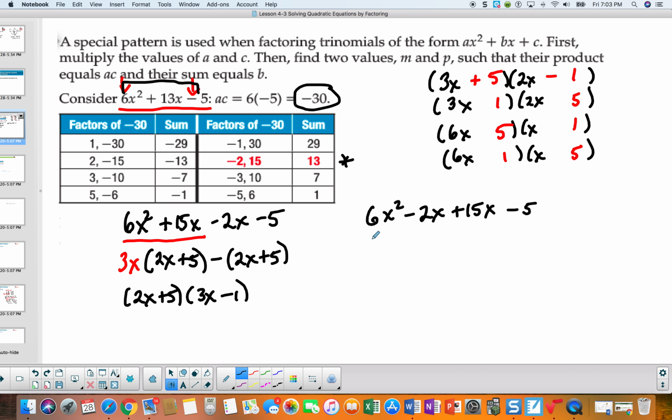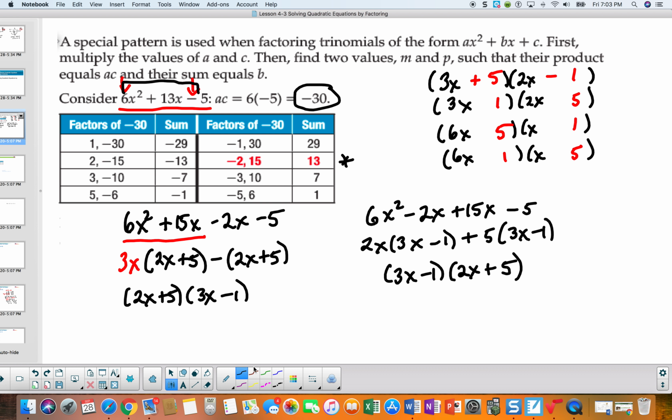Now, if I had put it the other way around, my greatest common factor would have been 2x. I would have had 3x minus 1 plus the common factor here is 5, and this would have been 3x minus 1. My common factor is that 3x minus 1, and then what's left over after I factor it out is 2x plus 5. So you see I'm getting the same answer. How do I know this works? Well, I know these two make 6x squared. I know my outer is negative 2x. I know my inner is 15x. That makes the 13x that I want. And my last terms make negative 5.